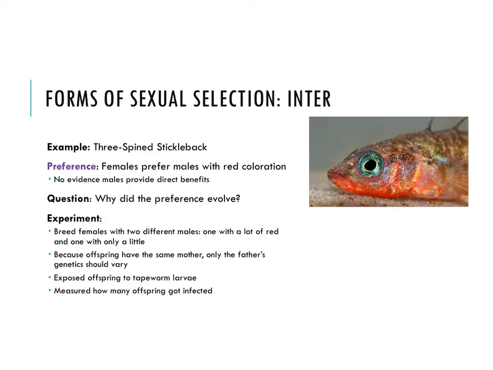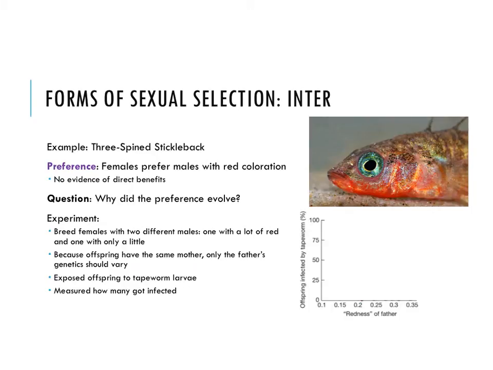So researchers did an experiment. They bred females with two different males, so one with a lot of red and one with very little red. And so because the offspring have the same mother, only the father's genetics would vary. So if you're looking at the offspring, you could look at the offspring of father 1 and the offspring of father 2. And they exposed these offspring to tapeworm larvae and then measured how many of the offspring got infected.